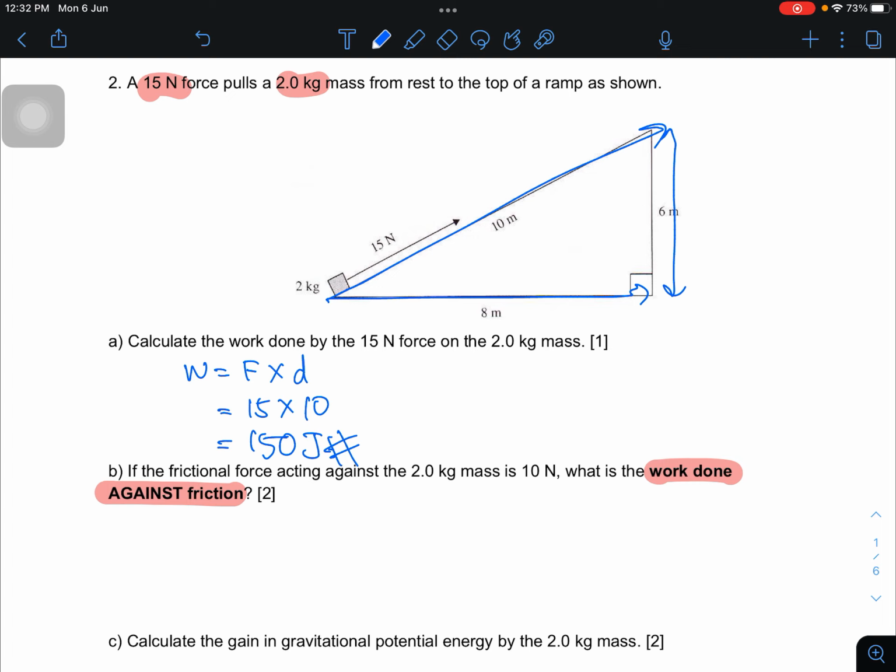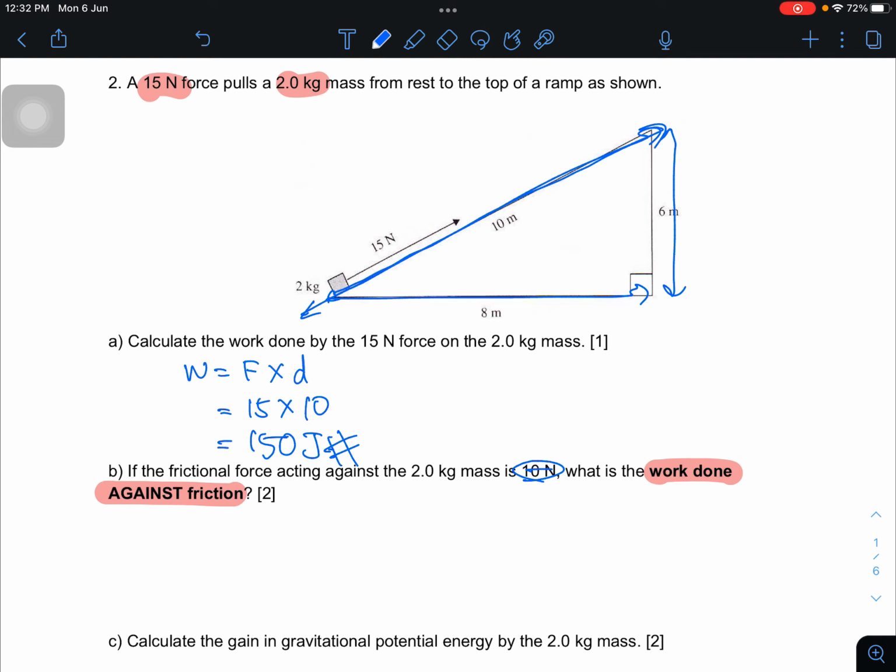In this case, they're telling you that the friction is 10 Newton. So where is this 10 Newton acting? The entire distance when the box is moving up, in the opposite direction, right? So in order to overcome that, energy is lost. So what is the energy, or rather the work done against the friction?